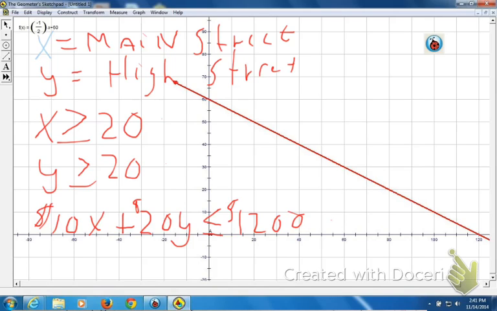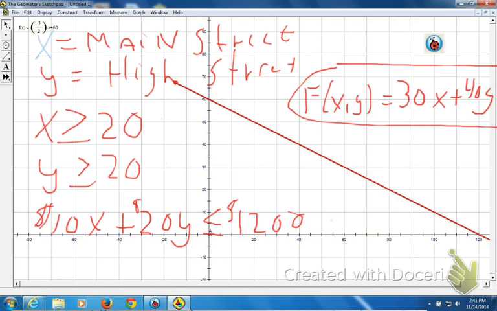Now, if we look at the number of customers, we know that F of X, Y is going to be customers per square foot. The first location, we're going to be able to house 30 people per square foot, plus the second location is going to be 40 per square foot, and I'm going to squeeze a Y in there. So this is our function that we need to deal with at the end. So here's 1, 2, 3 inequalities.